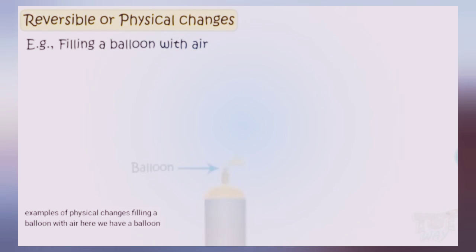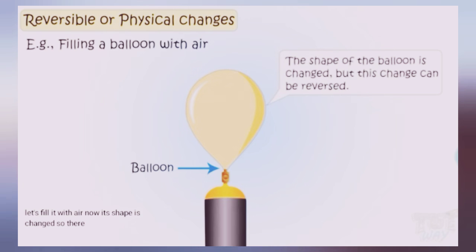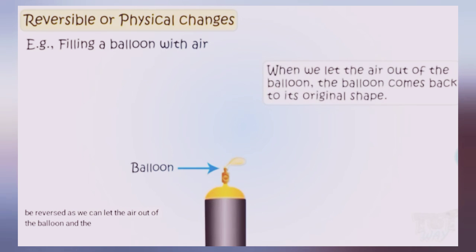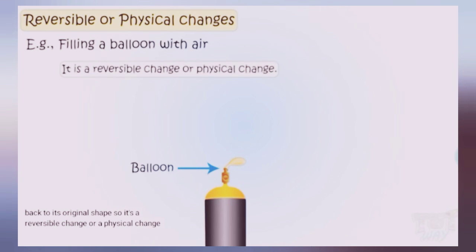Filling a balloon with air. Here we have a balloon. Let's fill it with air now. Its shape is changed, so there is a change in the shape of balloon. But this change can be reversed as we can let the air out of the balloon and the balloon will come back to its original shape. So it's a reversible or a physical change.